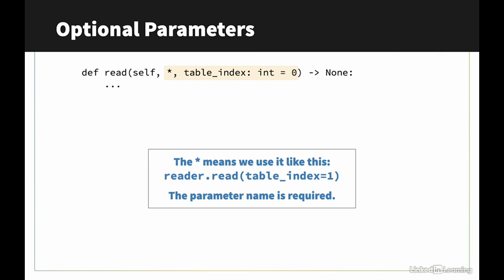I think it's a good idea to use keyword-only parameters to support polymorphism. The asterisk here tells Python that all the following parameters must have values provided with an explicit name. So the code in the box shows how this is used by the main function with a keyword, table index equals 1. That parameter name would now be required because of the asterisk in the function definition.